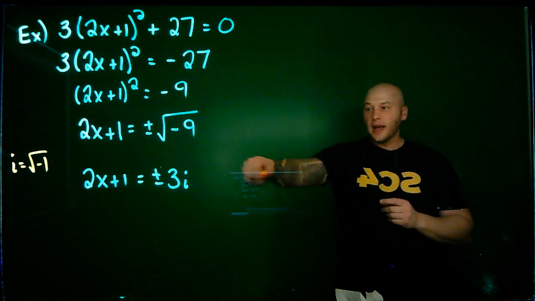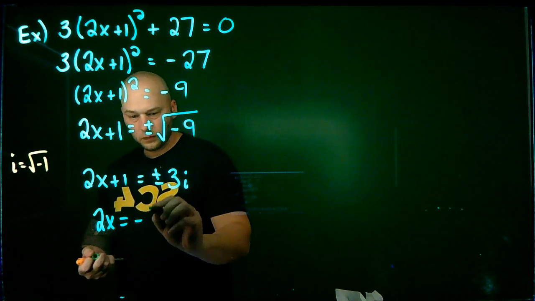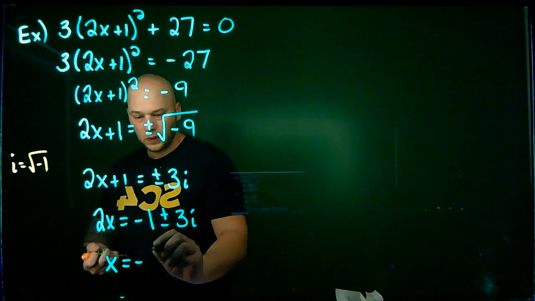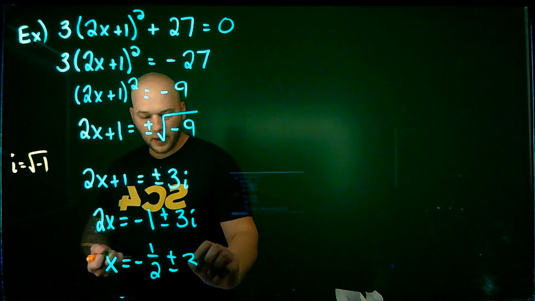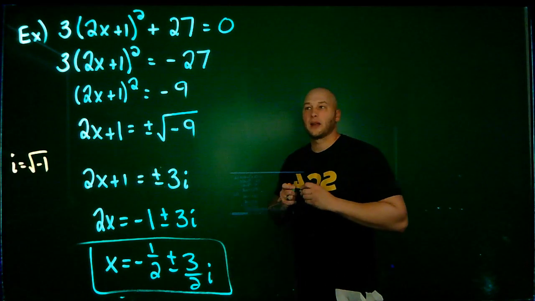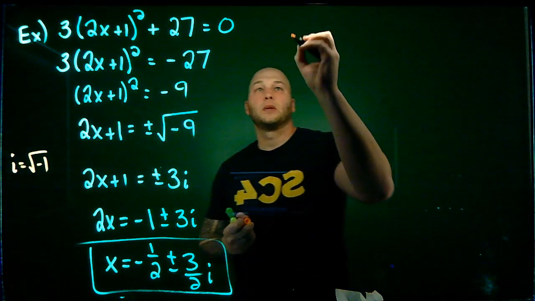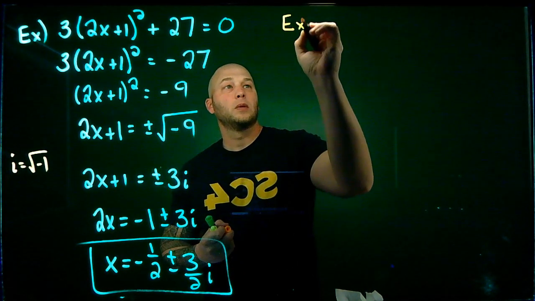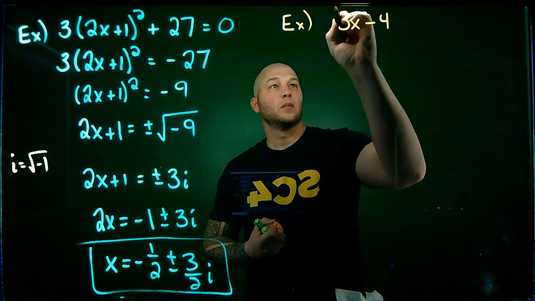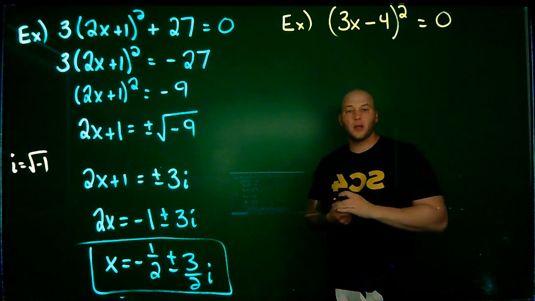All right, isolate x in this case. I'm going to subtract 1. Divide by 2. And I get negative 1/2 plus or minus 3/2 i as my solutions to the quadratic equation. Do one more example: 3x minus 4 squared equals 0.